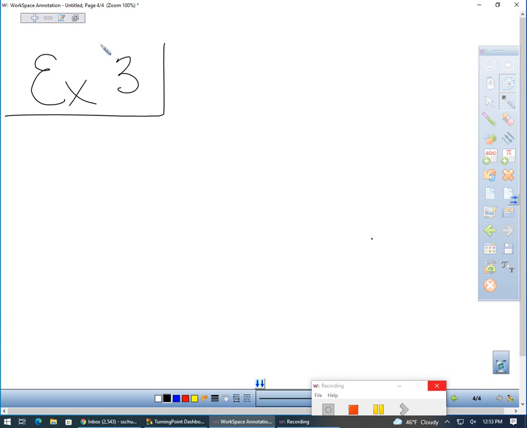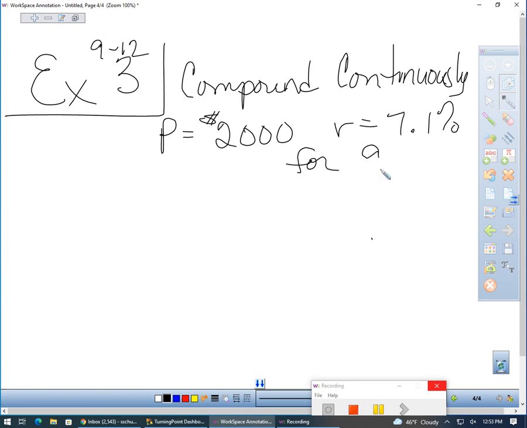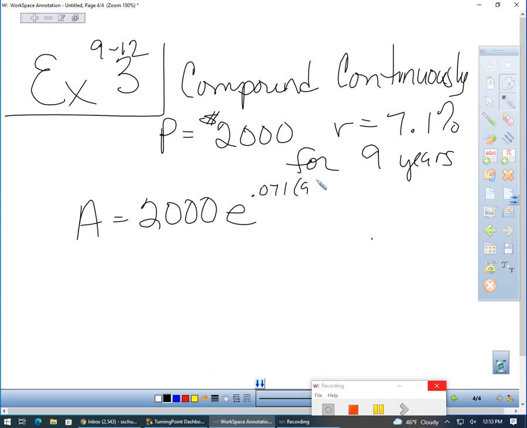Okay. For this one, we are going to do 9 through 12. And we are doing compounded continuously, given that P equals 2,000. R is 7.1% for 9 years. So because it's continuously, this is where we use PERT. So A equals 2,000 e to the 0.071 times 9. So I got $3,789.17.